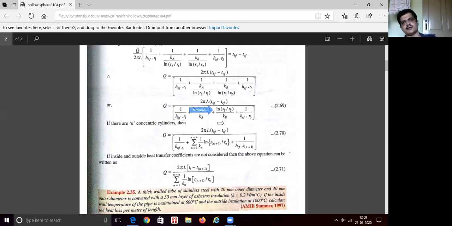Like that we can calculate what is the heat flow. If there are 3 layers, then these 3 layers will be there. So this you have to study. And this composite wall, a simple example is there.